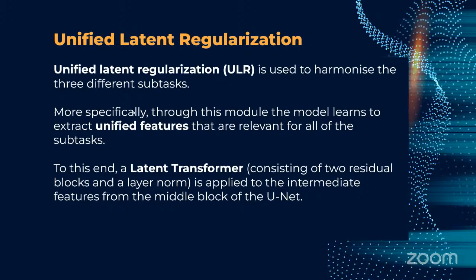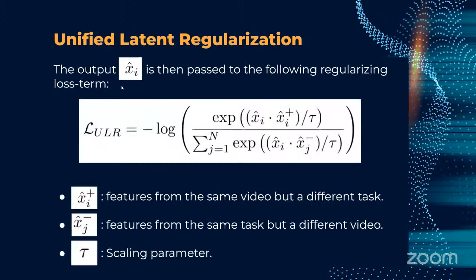To achieve this, one takes the intermediate features extracted in the middle block of the UNet of the SVD model, and first passes them through a so-called latent transformer, which consists of 2 residual blocks and a layer norm. The output of this is then denoted by ξ̂ and passed to this regularizing term in the loss function. So what we have here is the negative logarithm of the exponential function of these extracted features ξ̂ times ξ̂⁺. And ξ̂⁺ stands for features extracted from the same video but for a different subtask.